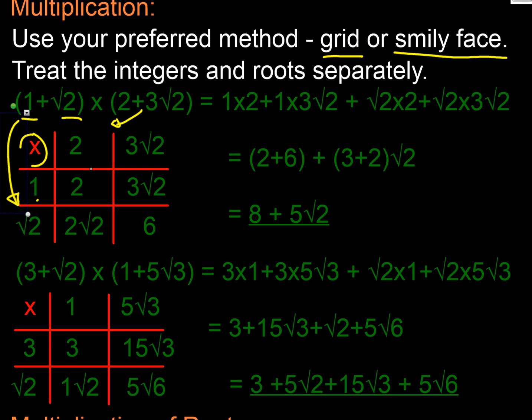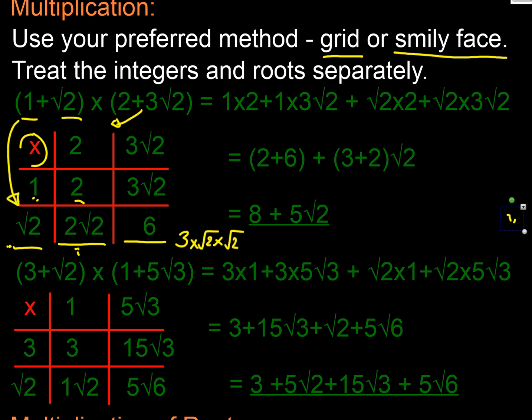So I get 1 times 2 is 2. I get 1 times root 3 is root 3 over 2. Then I've got a root 2 here. Root 2 times 2 is 2 root 2. And a root 2 times 3 root 2 is going to give us 6. Let's just check that out, and we're happy with that. That's 3 times root 2 times root 2. Well, root 2 times root 2 is 2. Yeah, we're happy enough with that. So we've got 3 times 2 is 6.